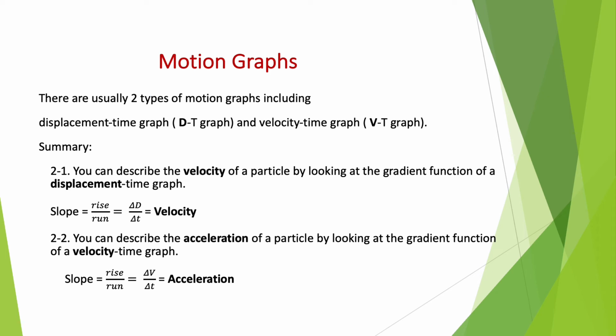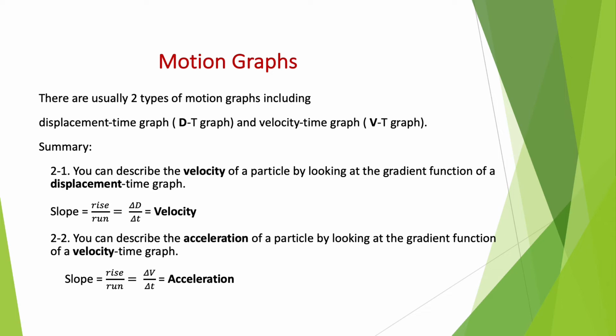Motion graphs. There are usually 2 types of motion graphs, including the displacement time graph, DT graph, and the velocity time graph, VT graph. Summary 2.1. You can describe the velocity of a particle by looking at the gradient function of a displacement time graph.